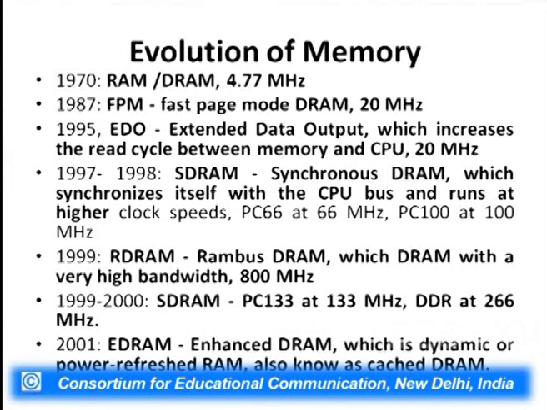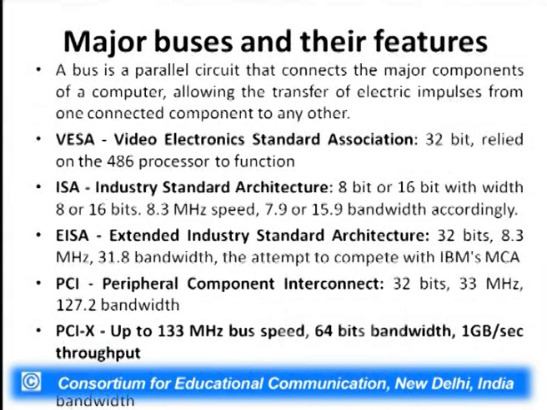Now, the evolution of memory has also gone through a lot of vast changes over the last 3 decades. The memory speed has increased, the memory capability has increased, and a lot of features have been added to the memory, beginning from the basic RAM or the dynamic RAM, which was introduced in the 1970s, to till date where we have come up with the enhanced dynamic RAM, which is dynamic or power refreshed RAM, and is also known as the cached RAM or the cache memory, which we commonly refer to.